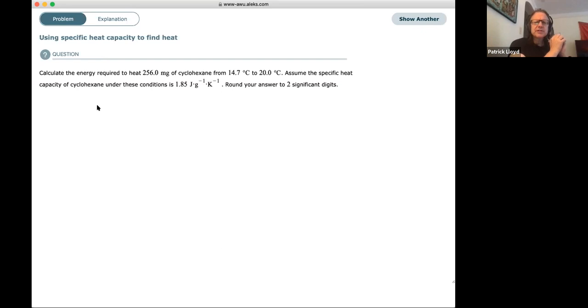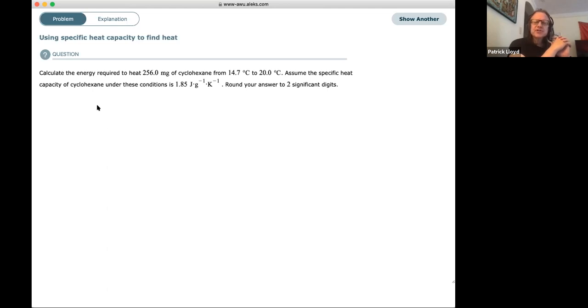Calculate the energy required to heat 256.0 milligrams of cyclohexane from 14.7 degrees Celsius to 20.0 degrees Celsius. So again, there's your delta T, right? There's your mass, m, and delta T. Assume the specific heat capacity of cyclohexane under these conditions is 1.85 joules. Now notice the notation, joules times grams to the minus 1 times Kelvin to the minus 1. Round your answer to 2 significant digits.